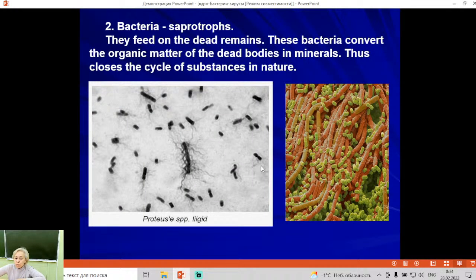Bacteria saprotrophs. They feed on the dead remains. These bacteria convert the organic matter of the dead bodies into minerals, thus closing the cycle of substances in nature.